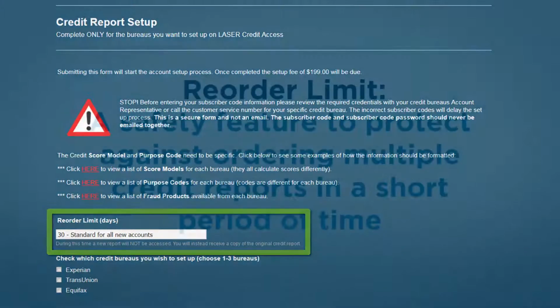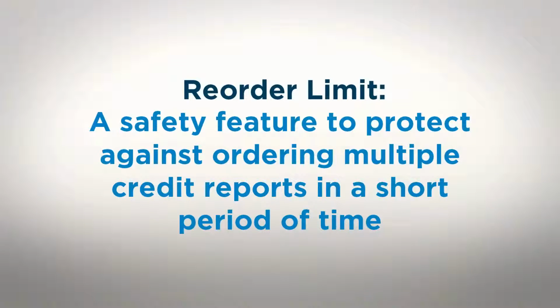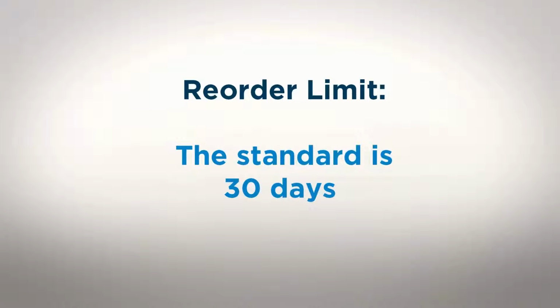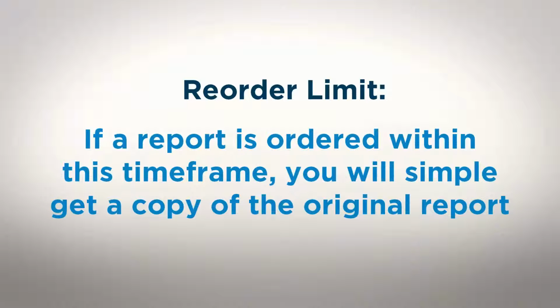Enter a reorder limit. A reorder limit is a safety feature to protect against multiple new credit reports against a person in a short period of time. The standard is 30 days. If a report is ordered within this time frame, you will simply get a copy of the report that was already pulled instead of a brand new report.